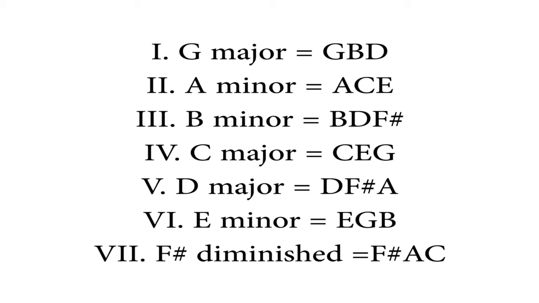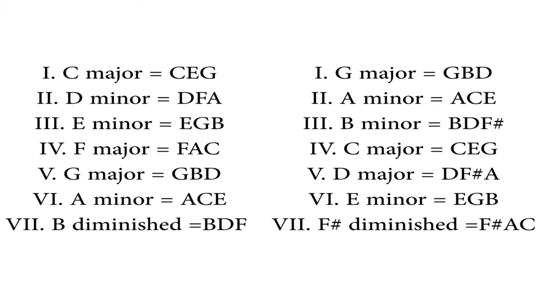Let's compare this diatonic chord series to C major. Chord 1, C, E, G is C major. Chord 2 is D minor, D, F, A. Chord 3 is E minor, E, G, B. Chord 4 is F major, F, A, C. Chord 5 is G major, G, B, D. Chord 6 is A minor, A, C, E. And chord 7 is B diminished, B, D, F.